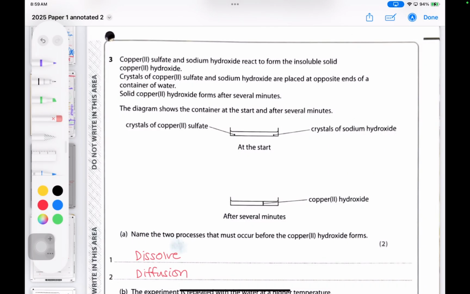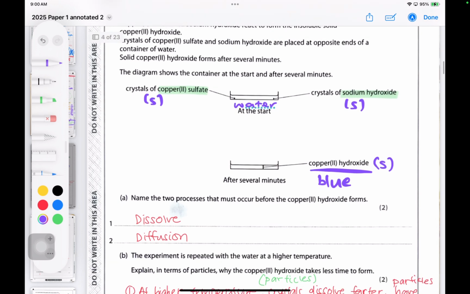So we've got question 3 here, and you see there's some context given to you. We have crystals of copper sulfate, and we also have crystals of sodium hydroxide. So essentially, we start off with 2 solids at the beginning, and they are placed in a container of water. So here is where our water is, and you will see that something will start to happen because at the end of the day, you get copper hydroxide, which is essentially a precipitate solid state. If you are wondering what's the color, it's going to be blue precipitate. And so, what they are asking here is name the 2 processes that must occur before the copper hydroxide forms.